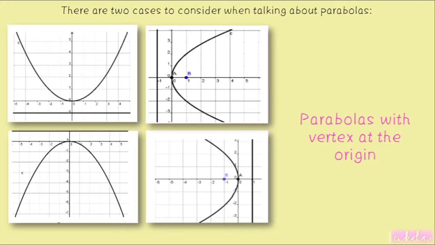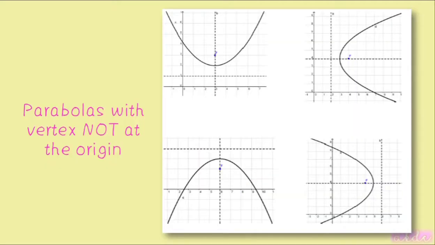There are two cases to consider when talking about parabolas. So we have parabolas with vertex at the origin. So the vertex is at the origin of the Cartesian plane or the coordinate system. And we also have parabolas with vertex not at the origin. So the vertex could be anywhere in the coordinate system.